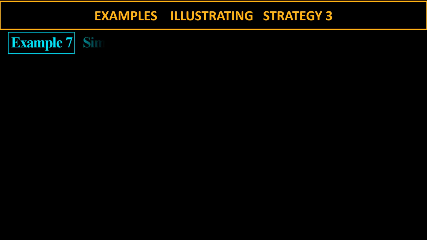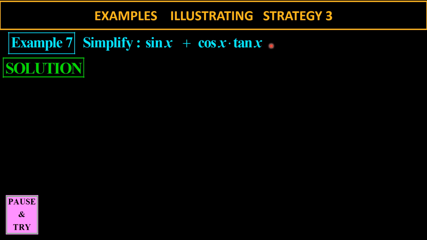Now let's consider another example. Okay, first of all, are there any like terms? Any like terms there? No. Can I cancel out anything? No. Right? Can I factorize? No. So I cannot do strategy 1, I cannot do strategy 2. So now I have to use strategy 3. What is strategy 3? I need to use an identity.